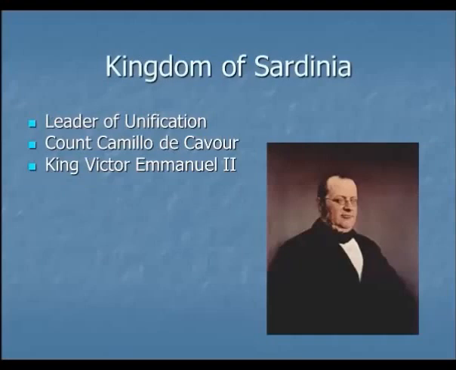What ends up happening is that one of the kingdoms, the Kingdom of Sardinia, takes the leadership in the unification of Italy. They are led by a Prime Minister, Count Camillo de Cavour, who is a liberal. He expressed some of the sympathies of the liberals who were trying to unify Italy previously. The king of Sardinia was Victor Emmanuel II, and he would later become the king of Italy.